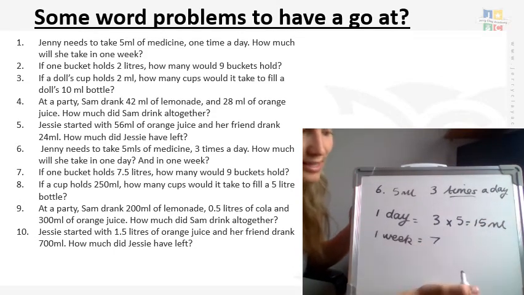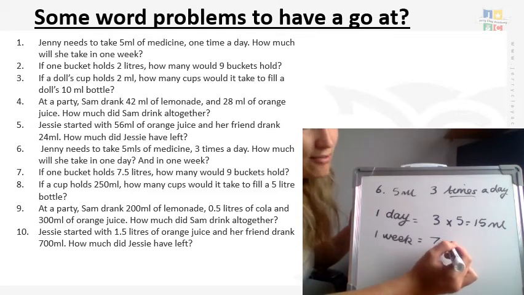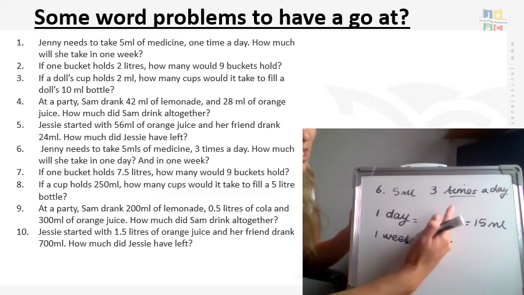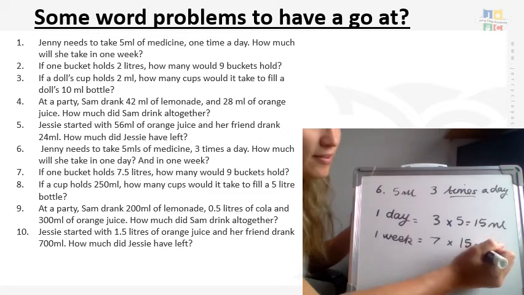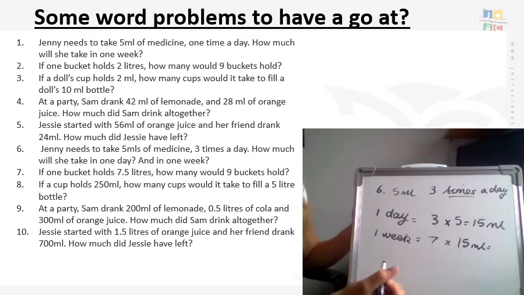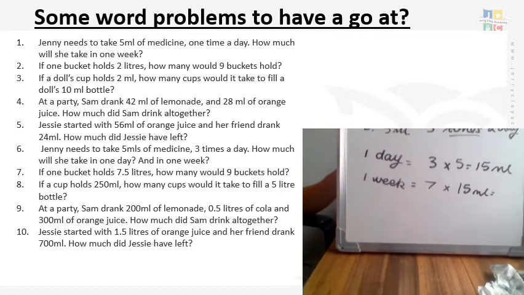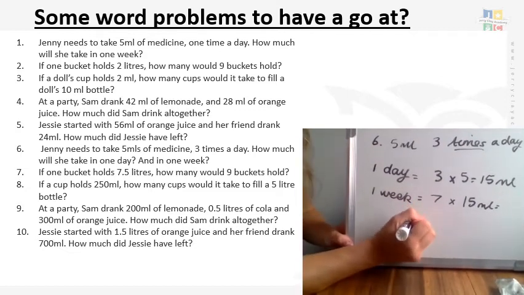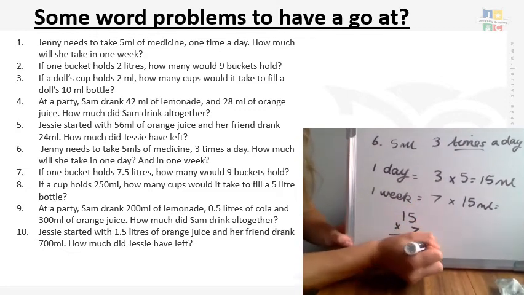I know that there are 7 days in a week, so I'm going to do 7 times how much she takes in one day, which is going to be 15 millilitres. Now, to work it out, we could use our column method. So I could do 15 times 7.